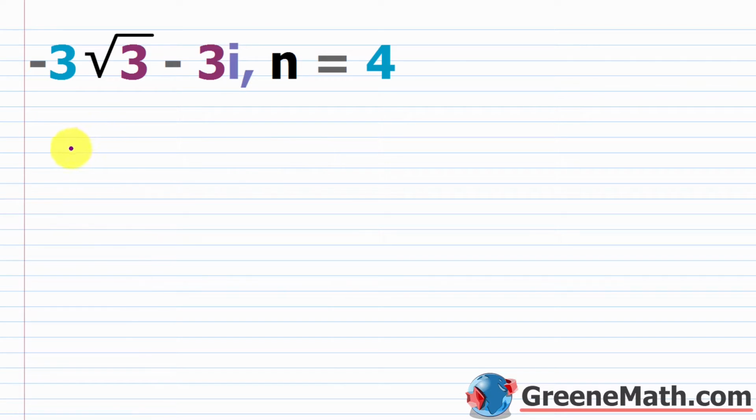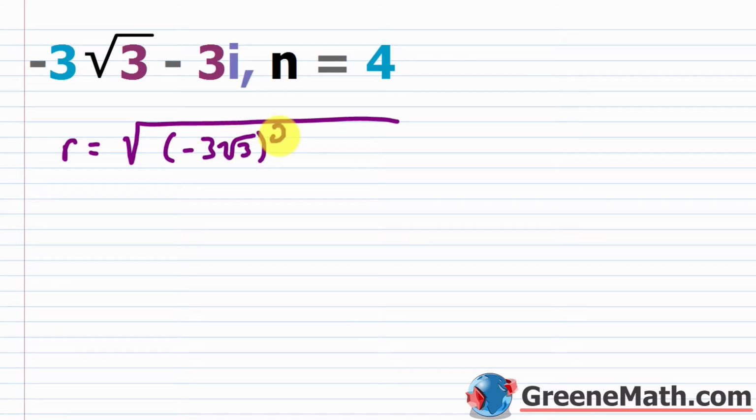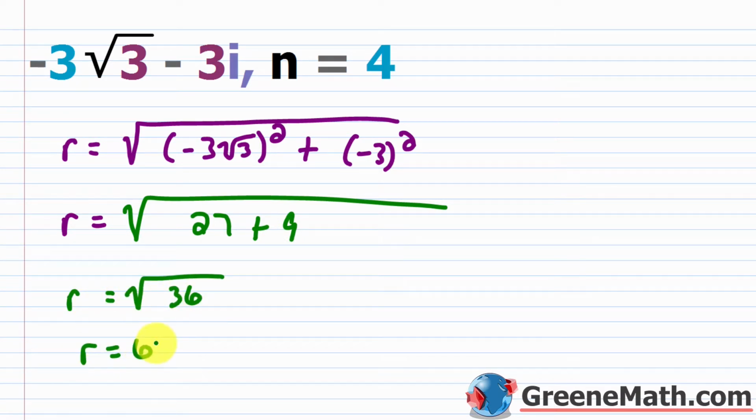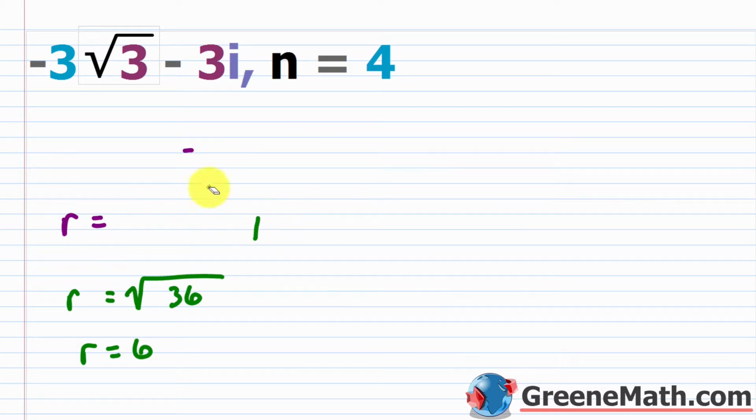And so let's go ahead and say that the r value would be what? The square root of, we take the negative of 3 times square root of 3, we're going to be squaring that, plus you're going to take your negative 3, we're going to be squaring that. So the r is going to be equal to the square root of, negative 3 squared is 9, square root of 3 squared is 3, 9 times 3 is 27. So this is 27 plus negative 3 being squared is 9, 27 plus 9 is 36, so r equals the square root of 36, so r equals 6, okay? So we've got that part down.